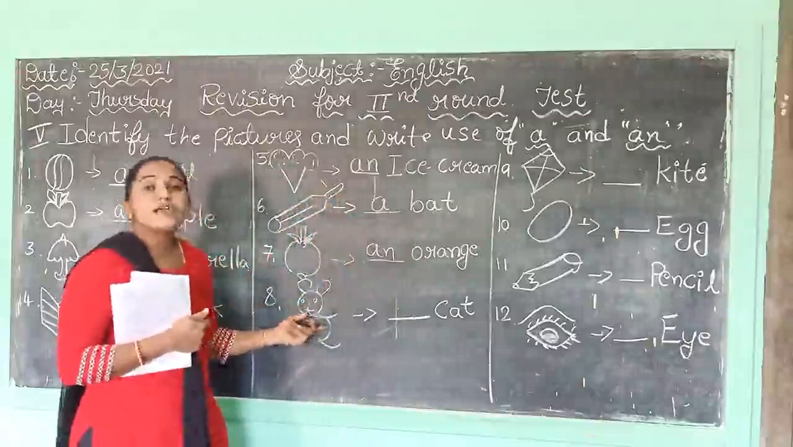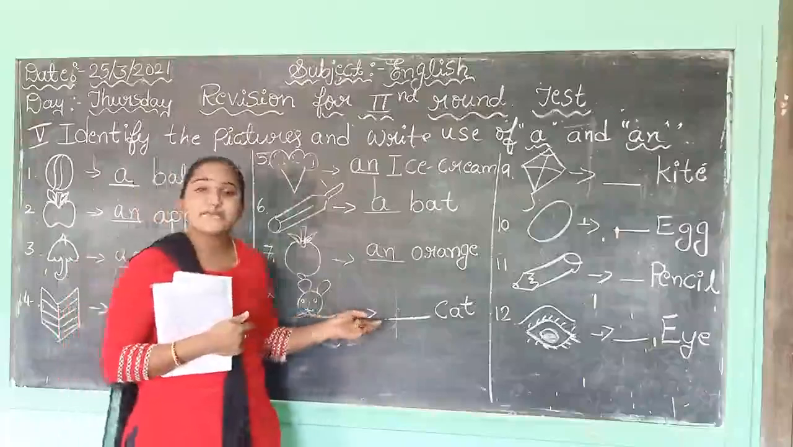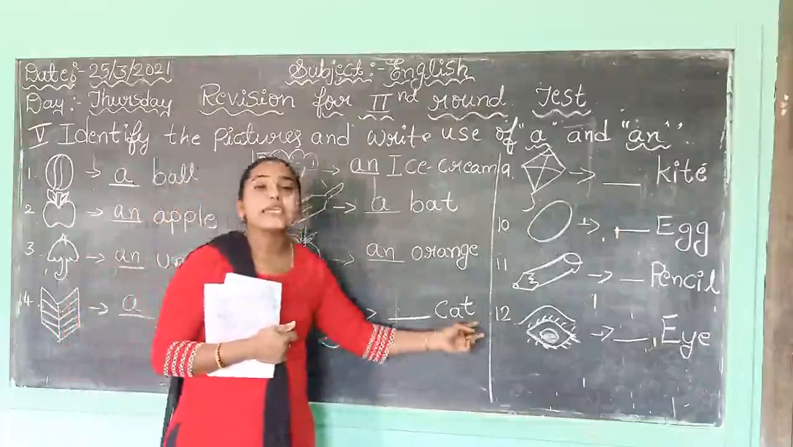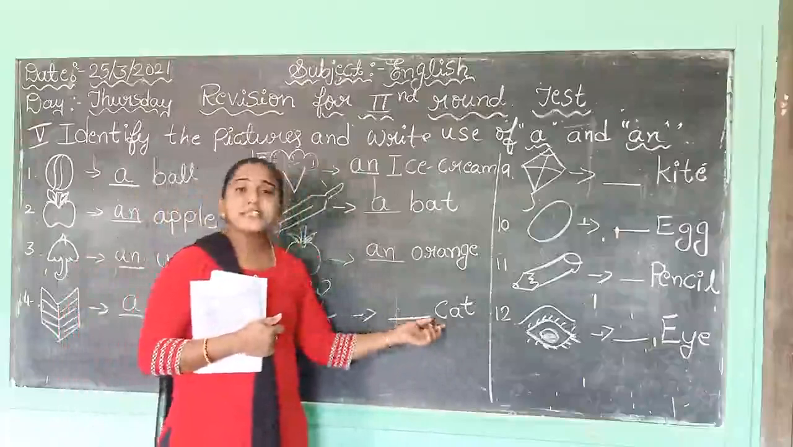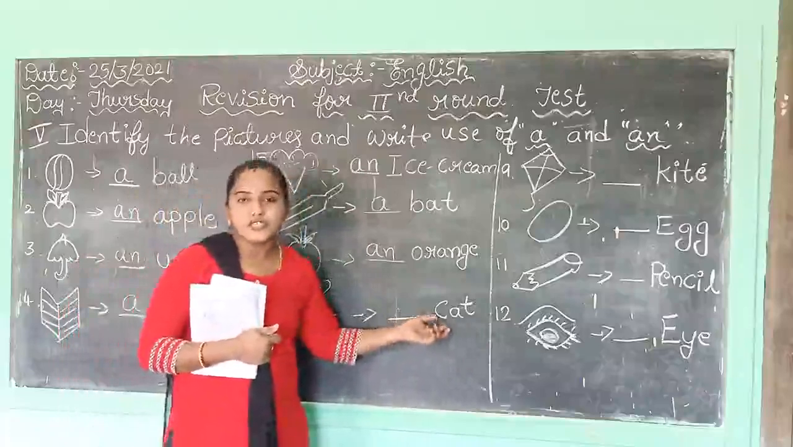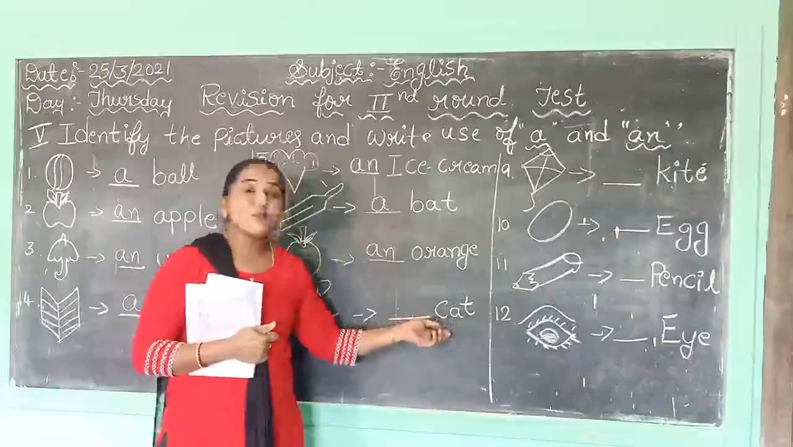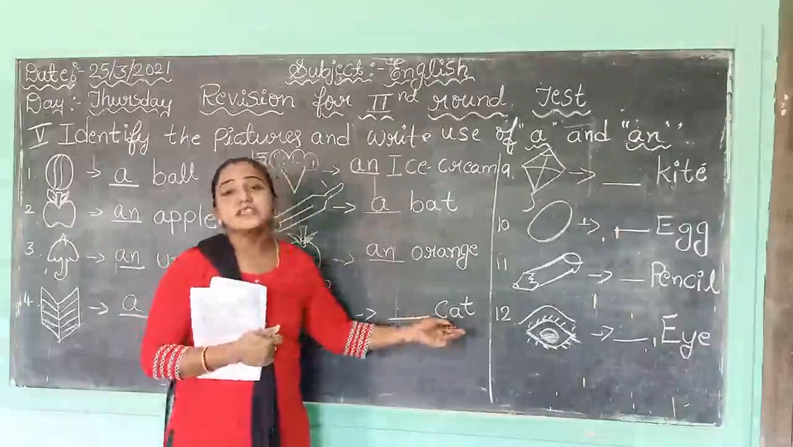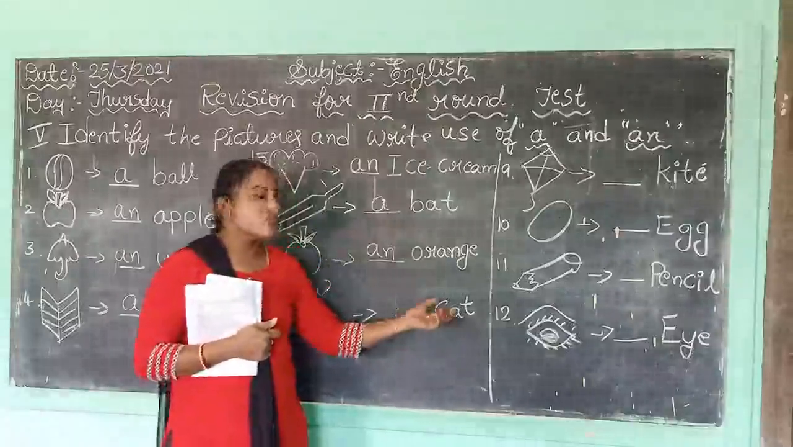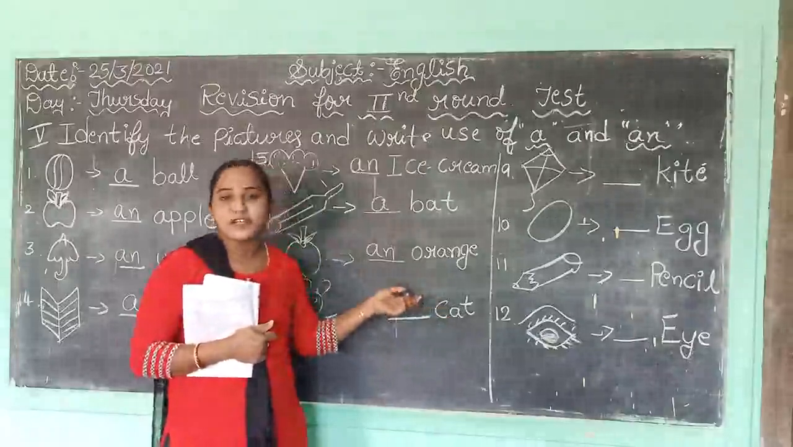What is this, children? Cat. What is the spelling of cat? C-A-T, cat. Is C a vowel sound or a consonant, children? Tell me. C is a vowel sound or a consonant? This is a consonant. So which one do you have to write on the dash?